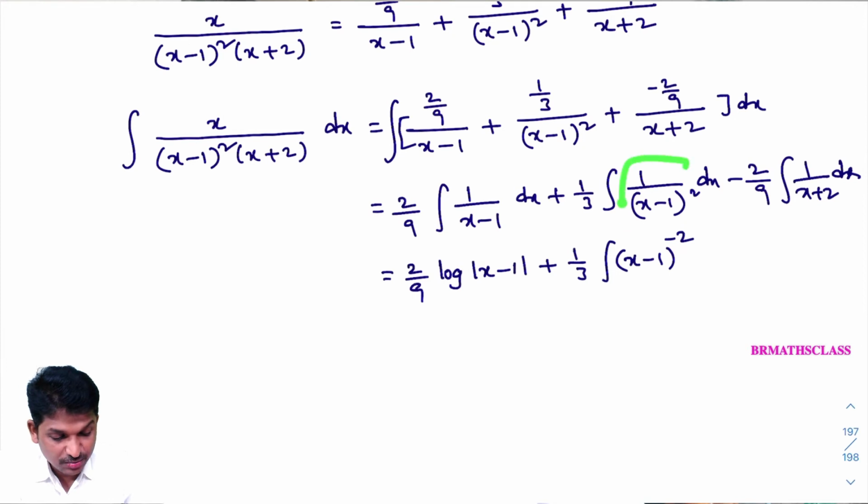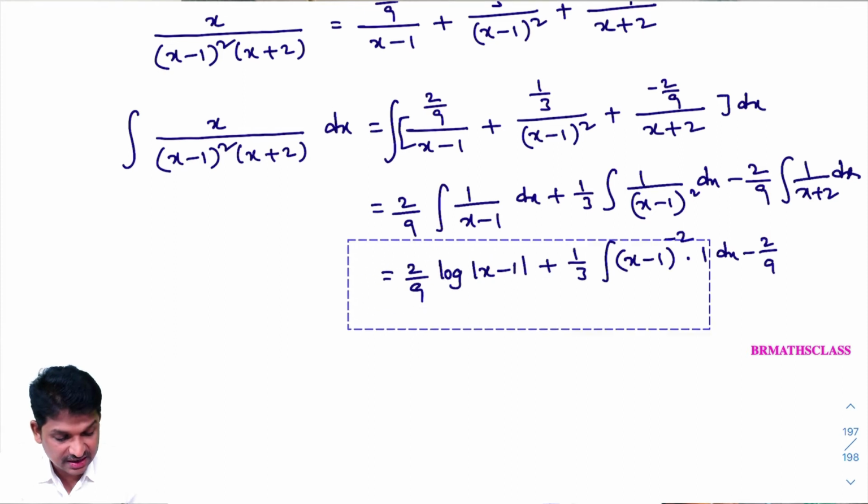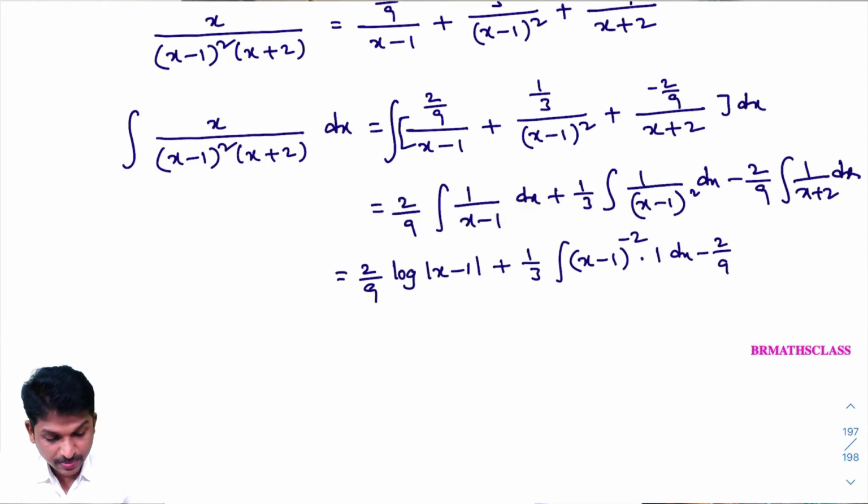Look here, 1 divided by (x minus 1) whole square is there. Now that can be written as (x minus 1) whole power minus 2 into derivative, which is 1. Same thing I have written, that's it, into dx. Minus 2 by 9 into, you observe this one, the derivative of x plus 2 is what? The derivative of x plus 2 is 1. The numerator is the derivative of the denominator. So what can I write here? This can be written like this, into log mod x plus 2 plus c.